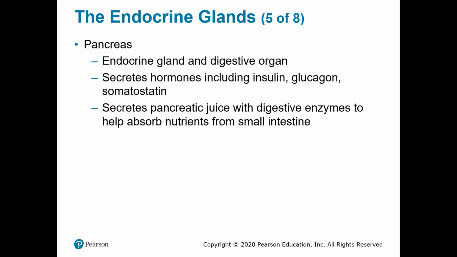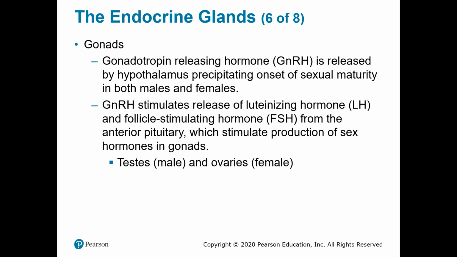Now we'll get into the pancreas, which is an endocrine gland and a digestive organ. So it does two things. Our pancreas secretes hormones including insulin, glucagon, and somatostatin. That's how it performs as an endocrine gland. It also secretes pancreatic juice with digestive enzymes to help absorb nutrients from the small intestine, thus making it a digestive organ as well.